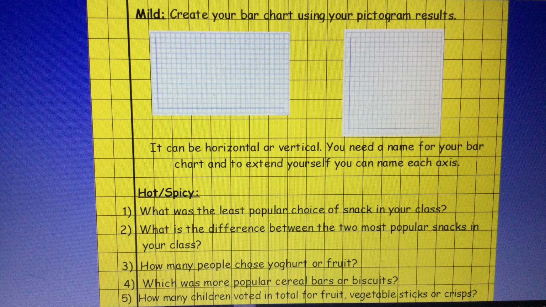Once you've done this, you also need to answer the 5 questions below. So today you need to be working on mild and hot/spicy. Your first question asks you what was the least popular choice of snack in your class. Question 2, what is the difference between the 2 most popular snacks in your class? Question 3, how many people chose yogurt or fruit? Question 4, which was more popular, cereal bars or biscuits? And question 5, how many children voted in total for fruit, vegetable sticks or crisps?